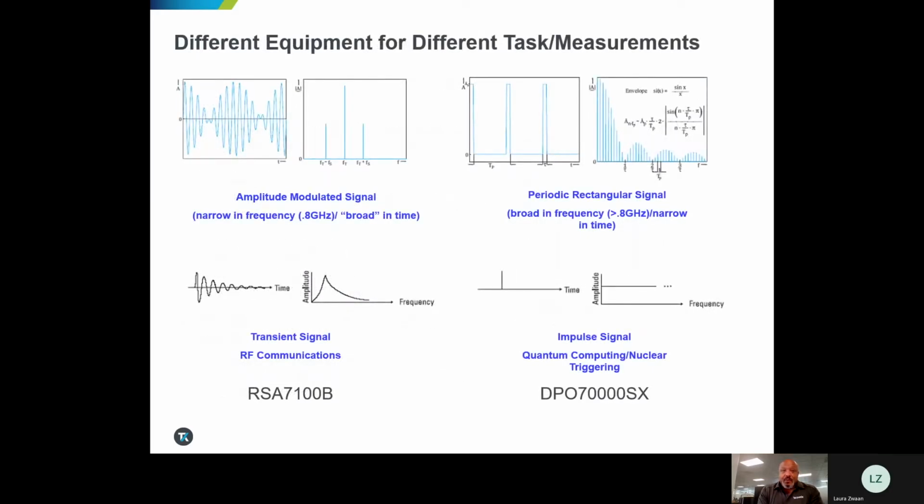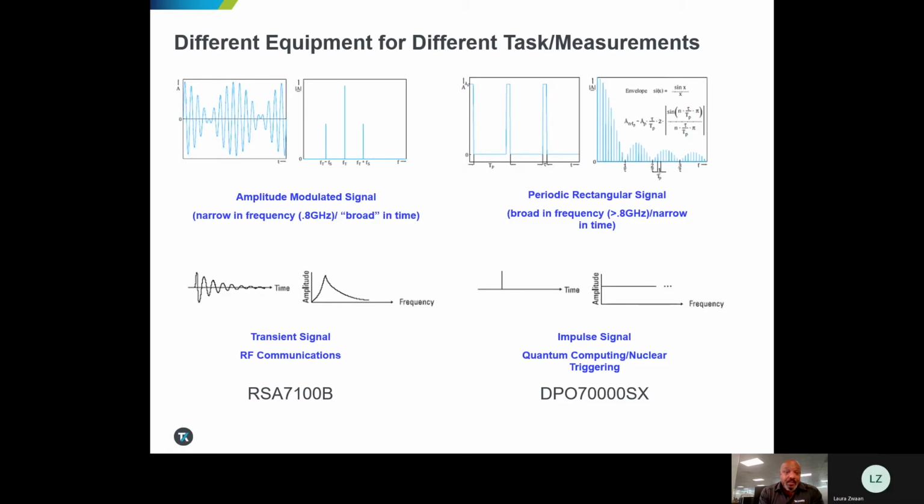So again, different equipment for different tasks and different measurement objectives. For an amplitude modulated signal, transient communication, the RSA 7100 Bravo may in fact be the best instrument for use. If you could see here on the left, there are only really 3 fundamental frequency components that are of most interest, which fully describe the rate of change of the electromagnetic signal that's under observation.